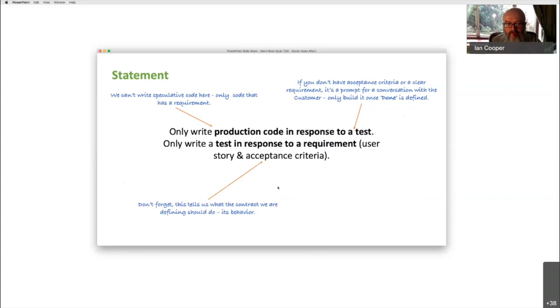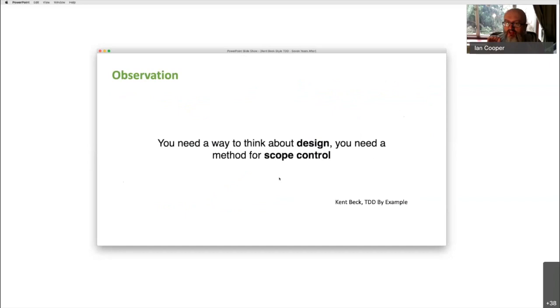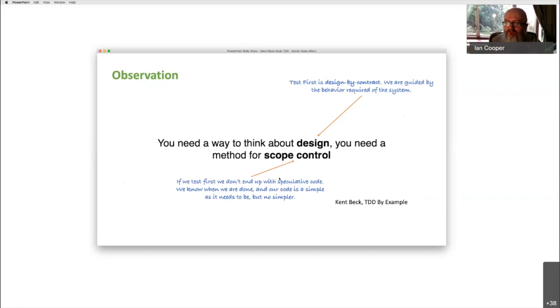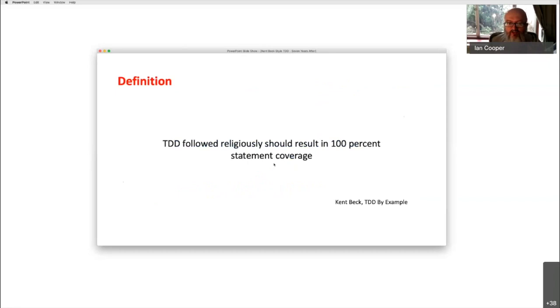As Ken's key point here is, TDD gives us two things. It gives us design, contract first design, and it gives us scope control, right? We don't write unnecessary code. And that's what we test first. All right, you want 100% test coverage of your code. Hopefully you're beginning to see that this one probably won't work now.